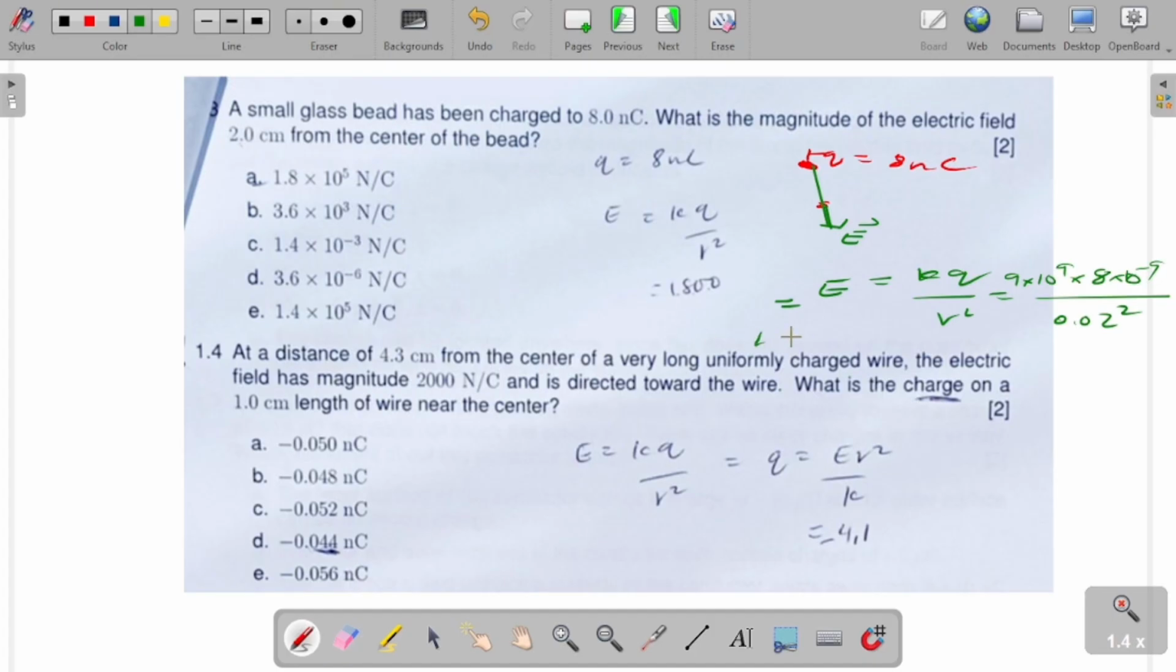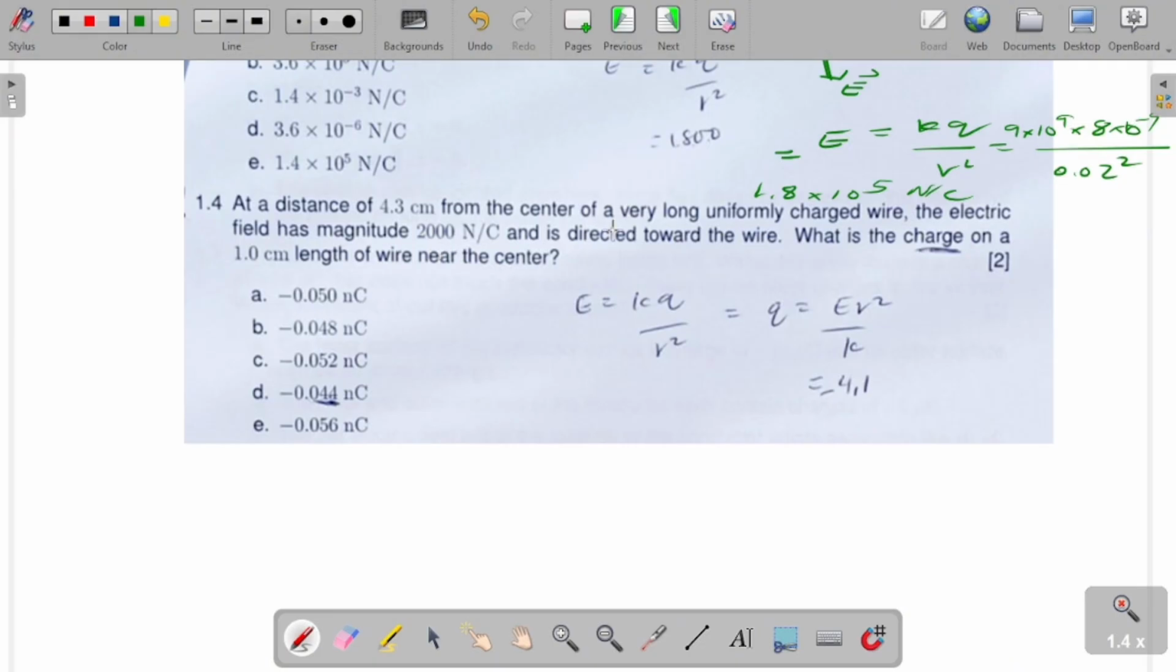It's 1.8 times 10 to the power 5. Thank you. So our answer is A. Shall we move on? Okay.